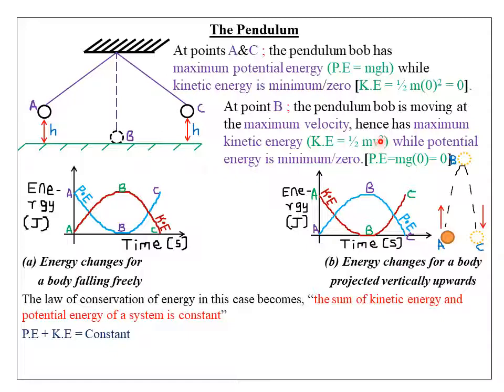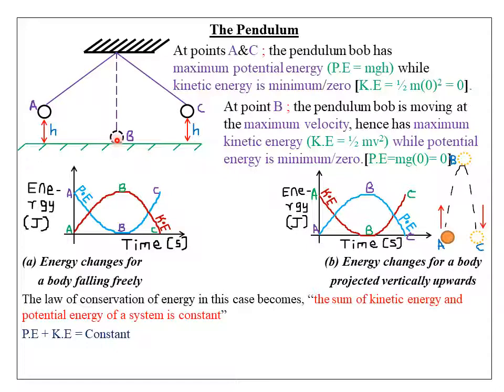Therefore, because the velocity of the body is maximum as the body passes point B, its kinetic energy is also maximum at point B. However, the potential energy at point B is actually minimum or zero. The reason being, as you can see at point B, the height of our bulb from the ground level is actually zero because the bulb is on the ground level.